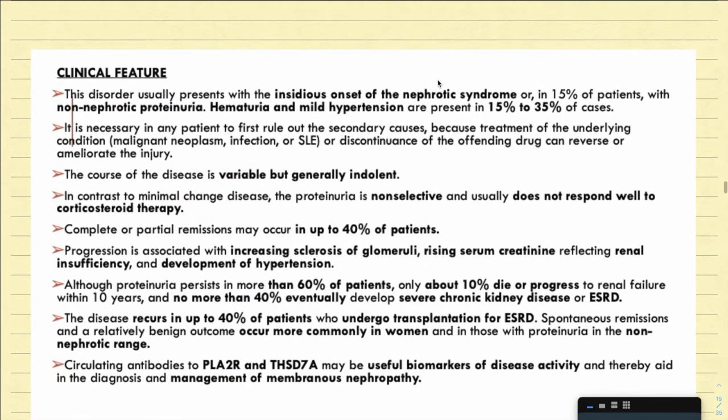Now, what are the clinical features that we are going to appreciate in case of membranous nephropathy? Let us try and understand. They usually present with a very gradual onset of nephrotic syndrome, or in 15% of the patients with non-nephrotic proteinuria. So always remember one thing, in majority of the diseases that we are reading, for example in membranous nephropathy, the majority of patients will have nephrotic syndrome. That means they will have nephrotic range proteinuria.